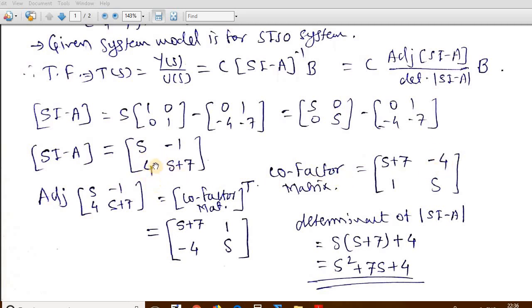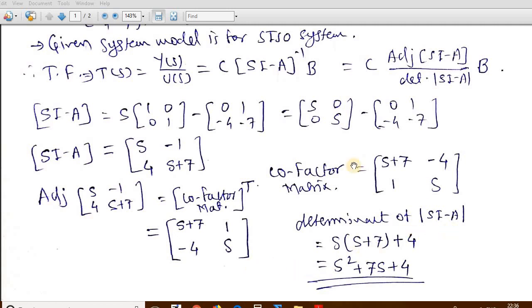The cofactor at 2,1 is again at an odd position, so it is minus of minus 1, which is plus 1. The cofactor at 2,2 is at an even position, so there is no change in sign, and it is s. This is called the cofactor matrix. Now we take its transpose, which becomes the adjoint matrix: [s+7 -4; 1 s]. We change rows to columns and columns to rows. This is the adjoint matrix.